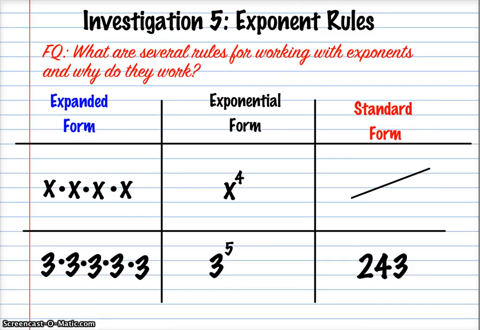Just as a reminder, these are our ways to write our exponents. We have expanded form here, we have exponential form here, and we have standard form. There's no standard form for this version because x times x times x times x is just x to the 4th. I don't have a numerical value for that. Expanded form for the 3's looks like this. There's 5 of them, therefore the exponent is 5. If you multiply it all out, 243.